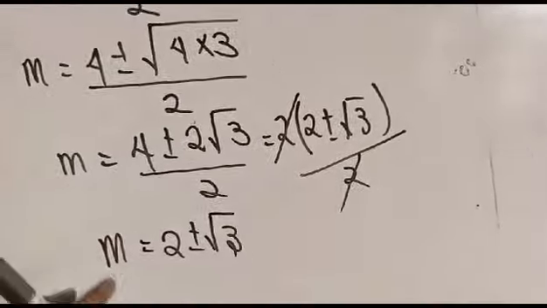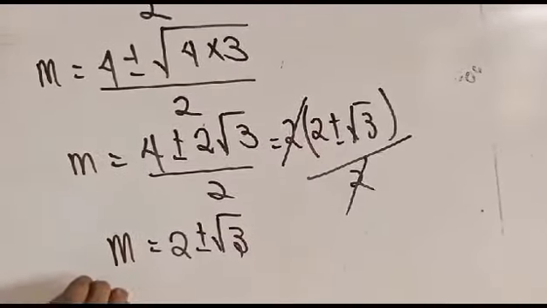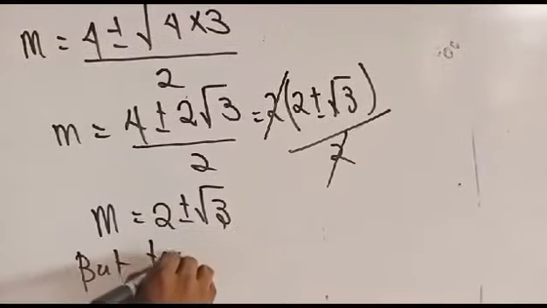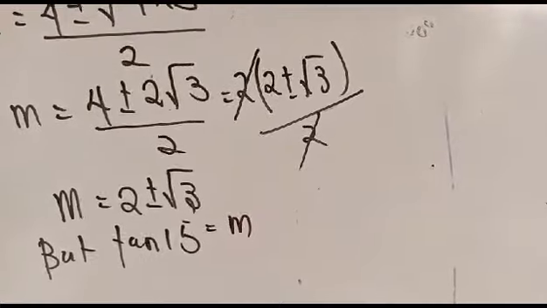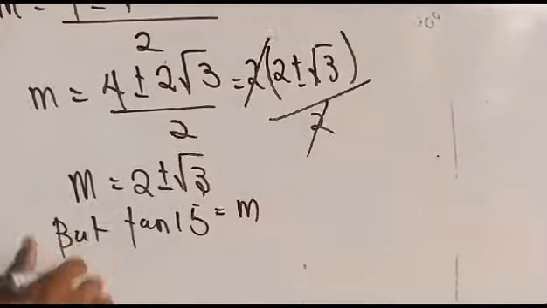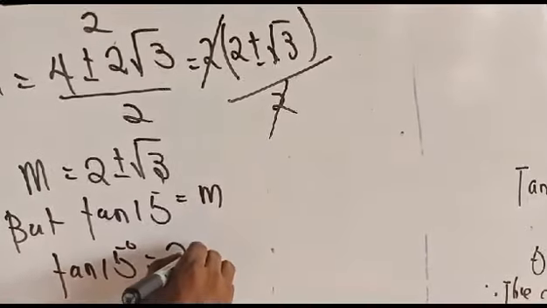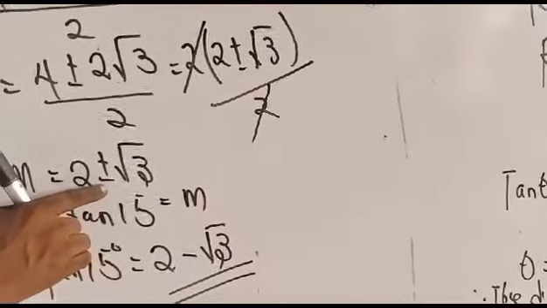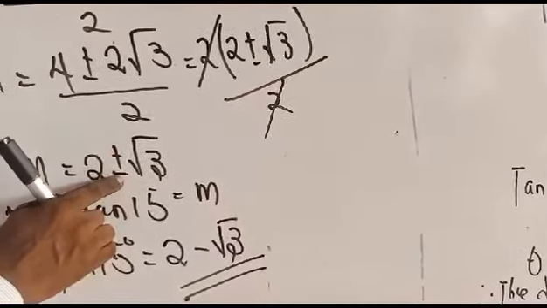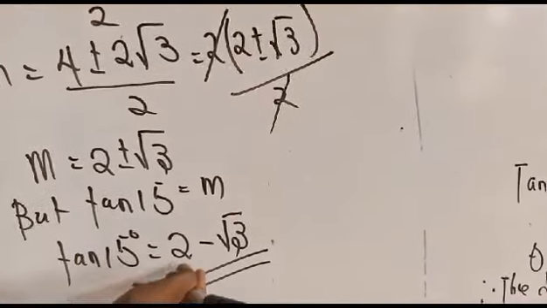But don't forget, we don't have m from the original question. What we have is tan 15. So let's recall that tan 15 equals m. So anywhere I see m, let's put tan 15. So here becomes tan 15 degrees equals 2 minus root 3. We are taking the negative value, not the positive, because tan 15 is small, so we use only the negative. So we can see at the end of the day, we have tan 15 as 2 minus root 3.